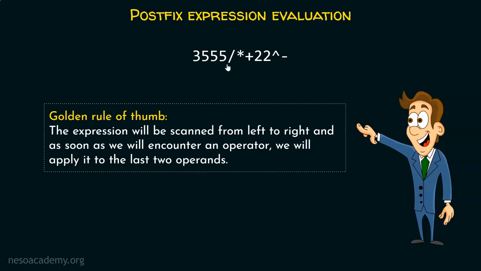Here in this case, you can see this. After scanning all these symbols, we will encounter this divide symbol, right? After getting this symbol, we will apply it to the last two operands, that means these two operands. So this actually becomes 5 divided by 5. We will divide 5 by 5. This is the golden rule of thumb we must always remember: whenever we encounter an operator, we will apply it to the last two operands.